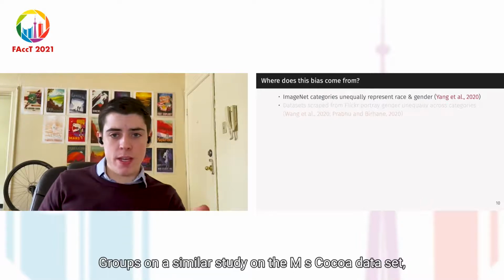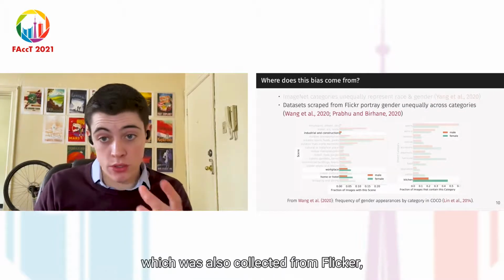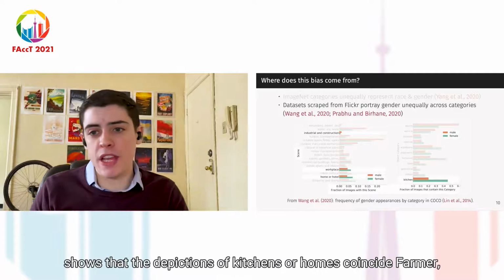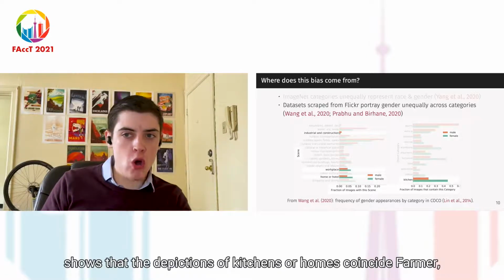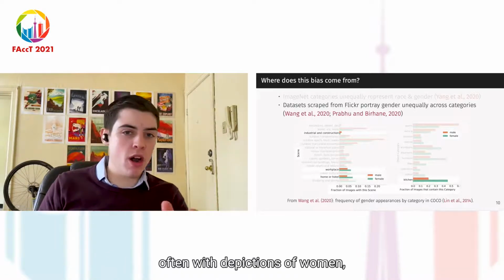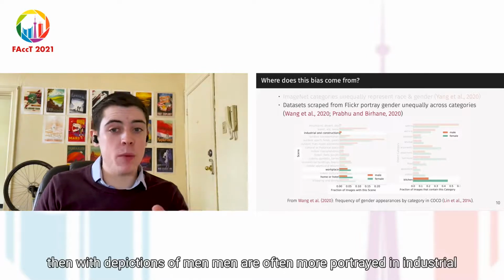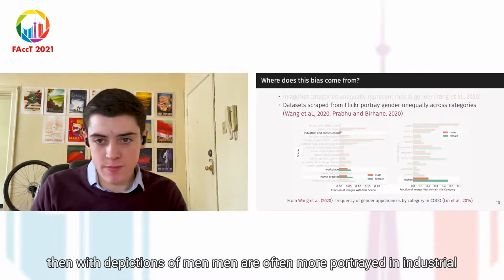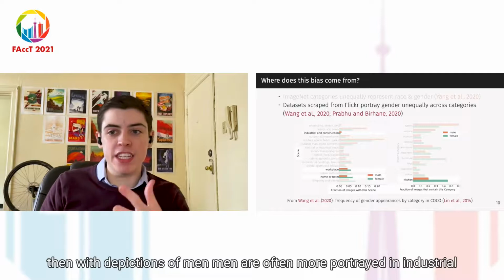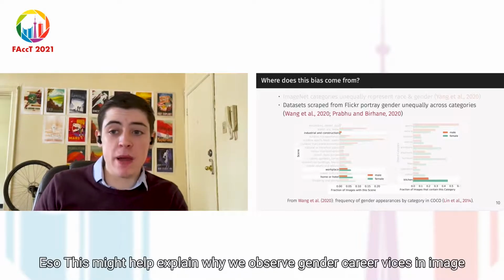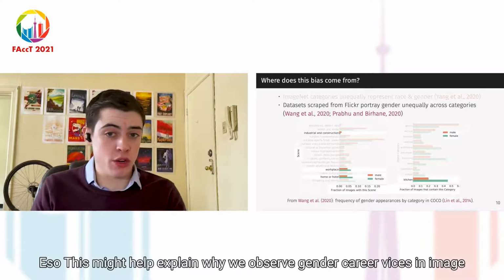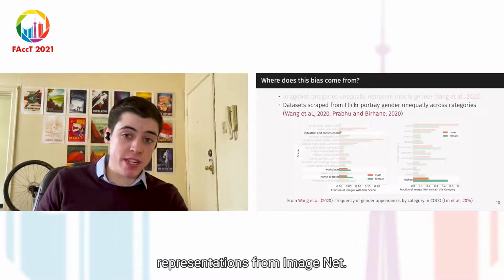And a similar study on the MS Coco dataset, which was also collected from Flickr, shows that depictions of kitchens or homes coincide far more often with depictions of women than with depictions of men. Men are more often portrayed in industrial settings. So this might help explain why we observe gender career biases in image representations from ImageNet.